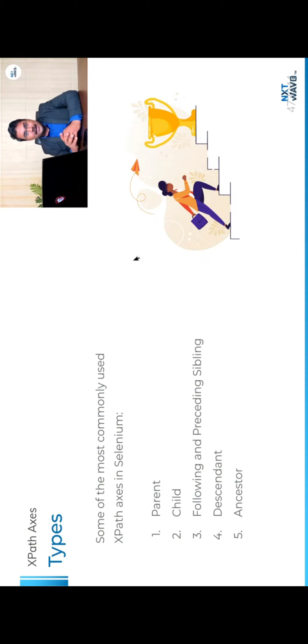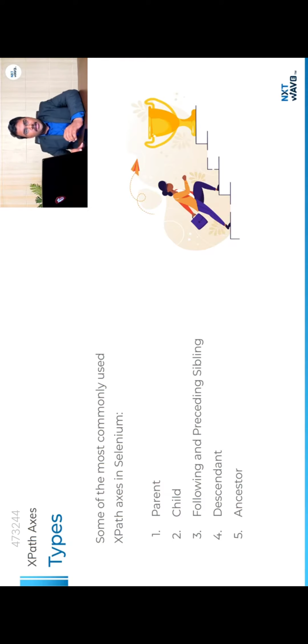Okay, so based on this particular concept, there are a few commonly used XPath Axes in Selenium. Okay, so there's the parent axis, which basically selects the parent node of the current node. Then there is the child axis, which selects the direct children nodes of the current node. Then there is the following and the preceding sibling axis, which basically means that we are going to select the sibling nodes that come after or before the current node. Then there is the descendant axis and ancestor axis and so on and so forth, right?